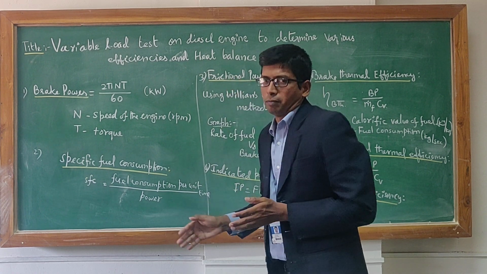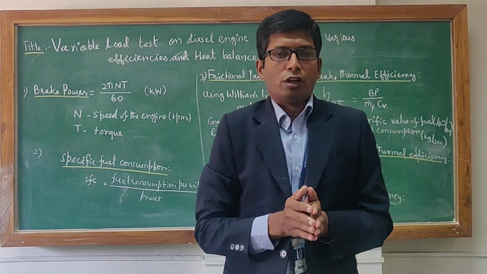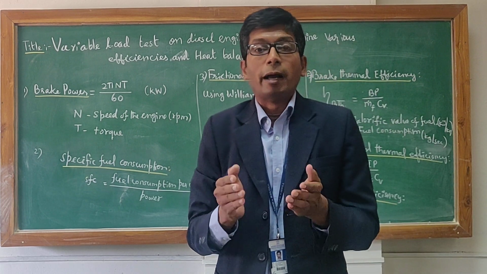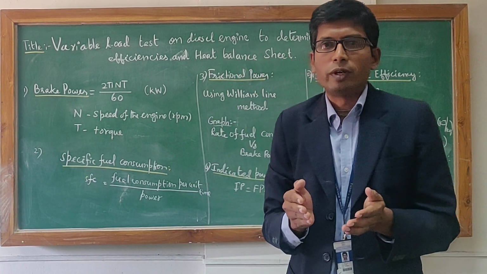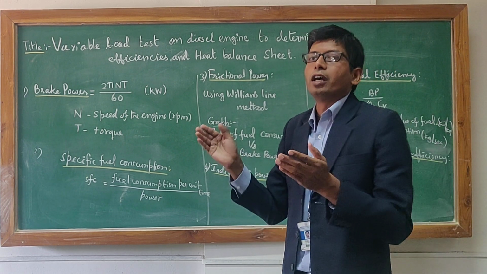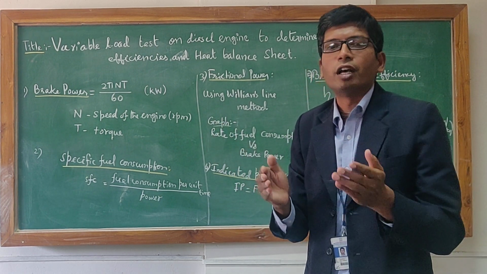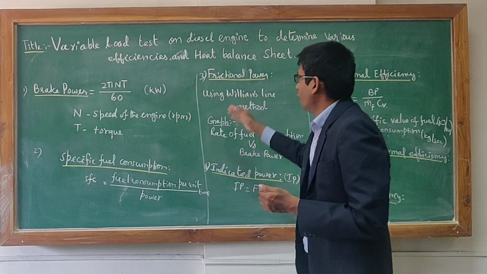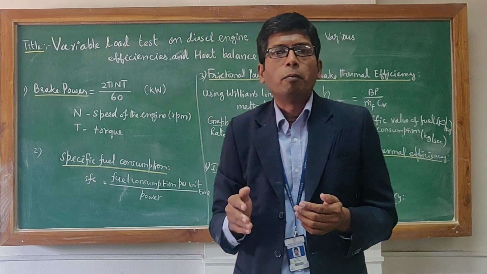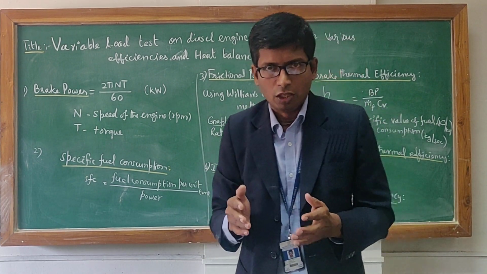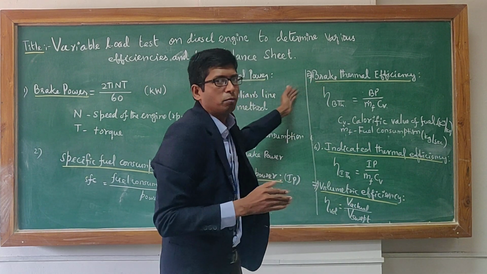Then frictional power. We know these are the different power losses which happen inside the engine, due to which the efficiency of the engine comes down. Since this is a diesel engine, we are calculating the friction power using the Willans line method, by plotting a graph between the fuel consumption versus the brake power. So we will be calculating the friction power.